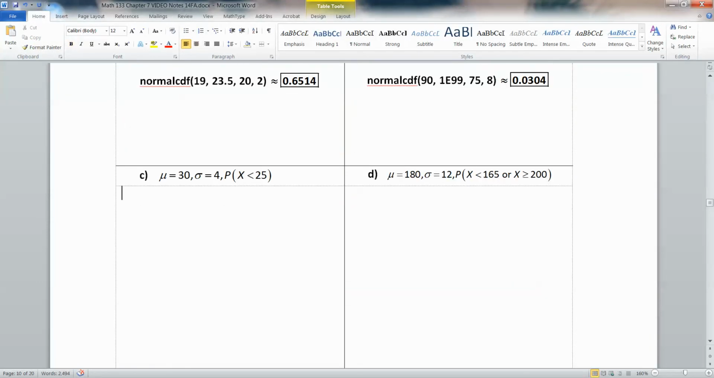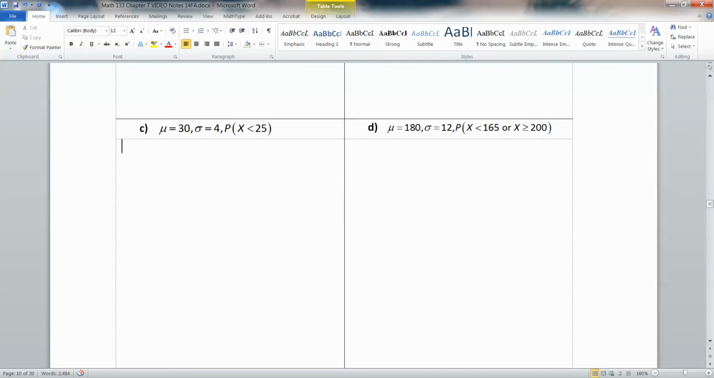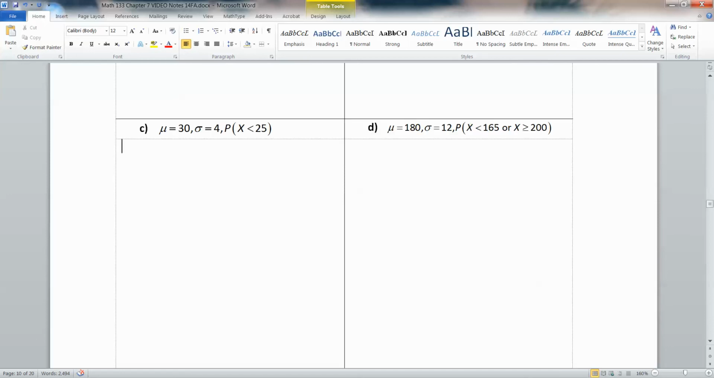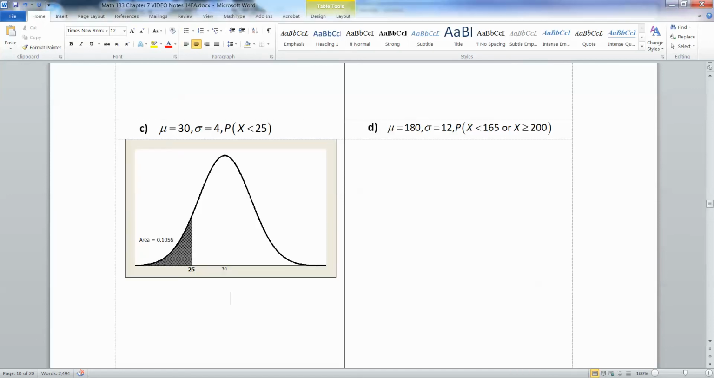All right, done with that one. Now, let's do it again. This time the mean is 30, sigma is 4, and I want the probability that x is less than 25. So let me draw that picture. So there we have the normal curve. We have 30 in the center. I have 25 over here to the left. And then I have this area right here, which is 0.1056. So the question becomes, how do I find that area?